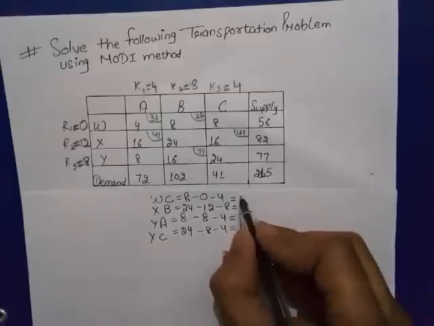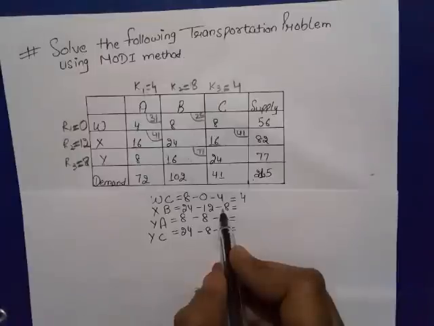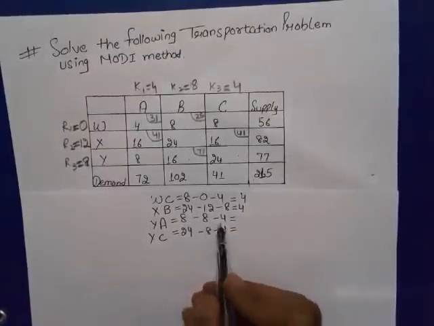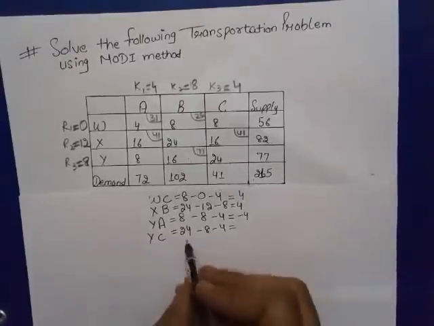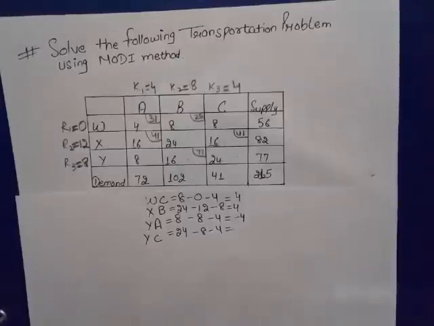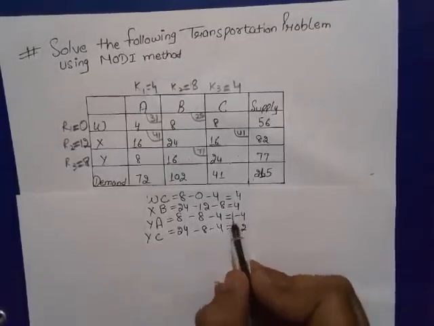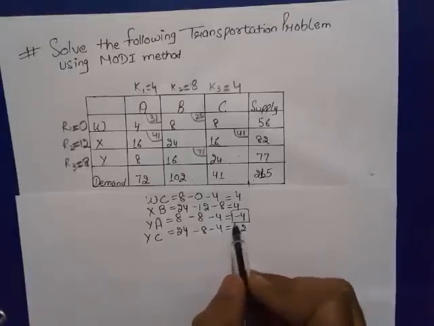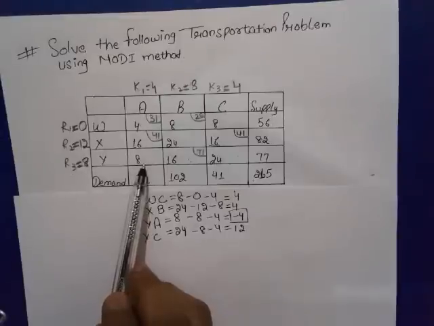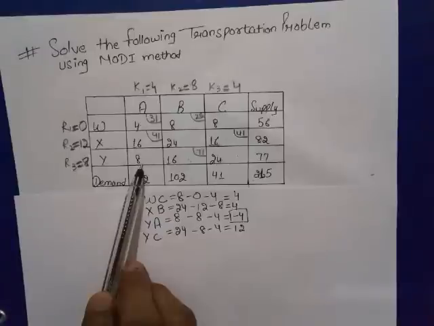8 minus 4, 4. 24 minus 12, 12. 12 minus 8, 4. 8 minus 8, 0. 0 minus 4 is minus 4. 24 minus 8, 16. 16 minus 4, 12. So again we got a negative value. We have to select this value YA, make the loops and calculate the new value for this unoccupied cell. So let's do that.